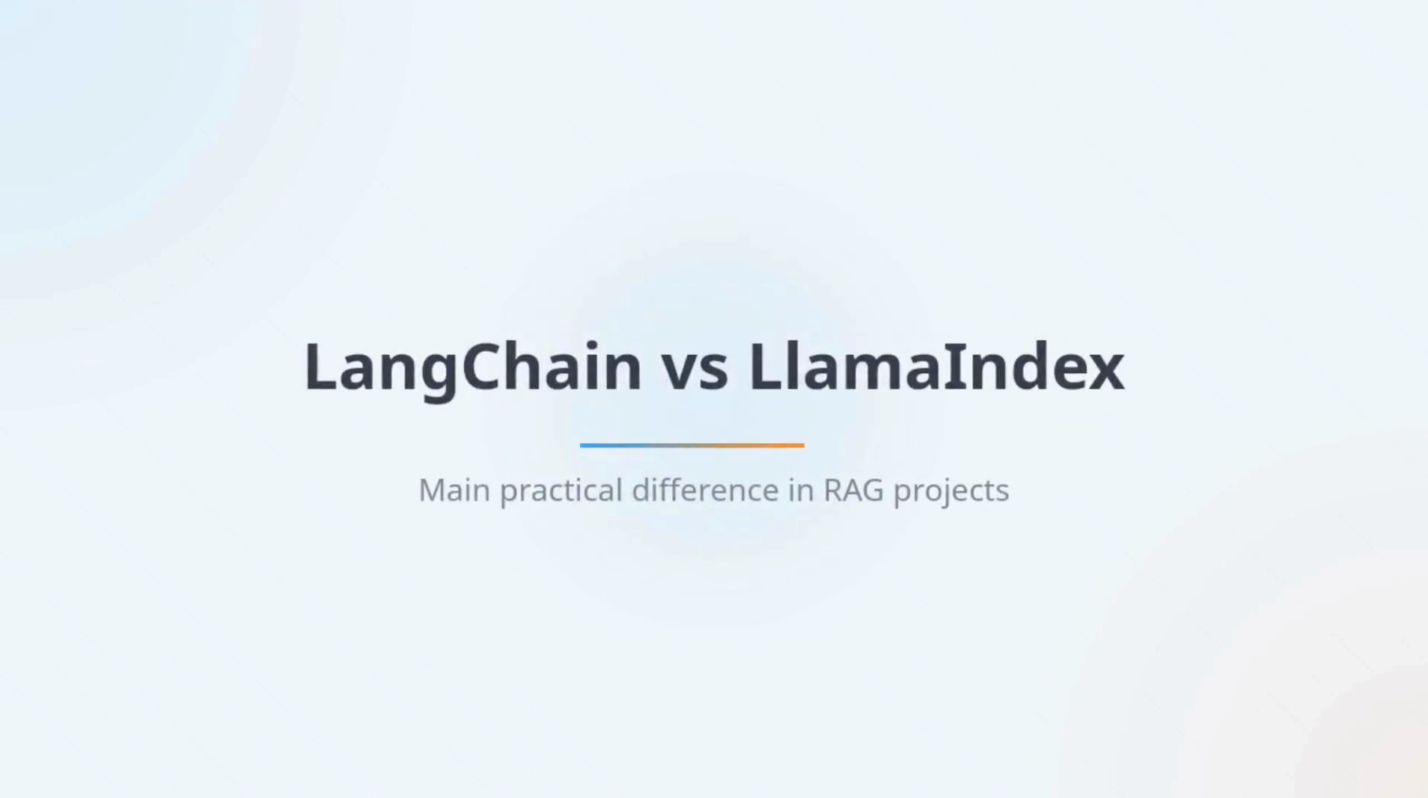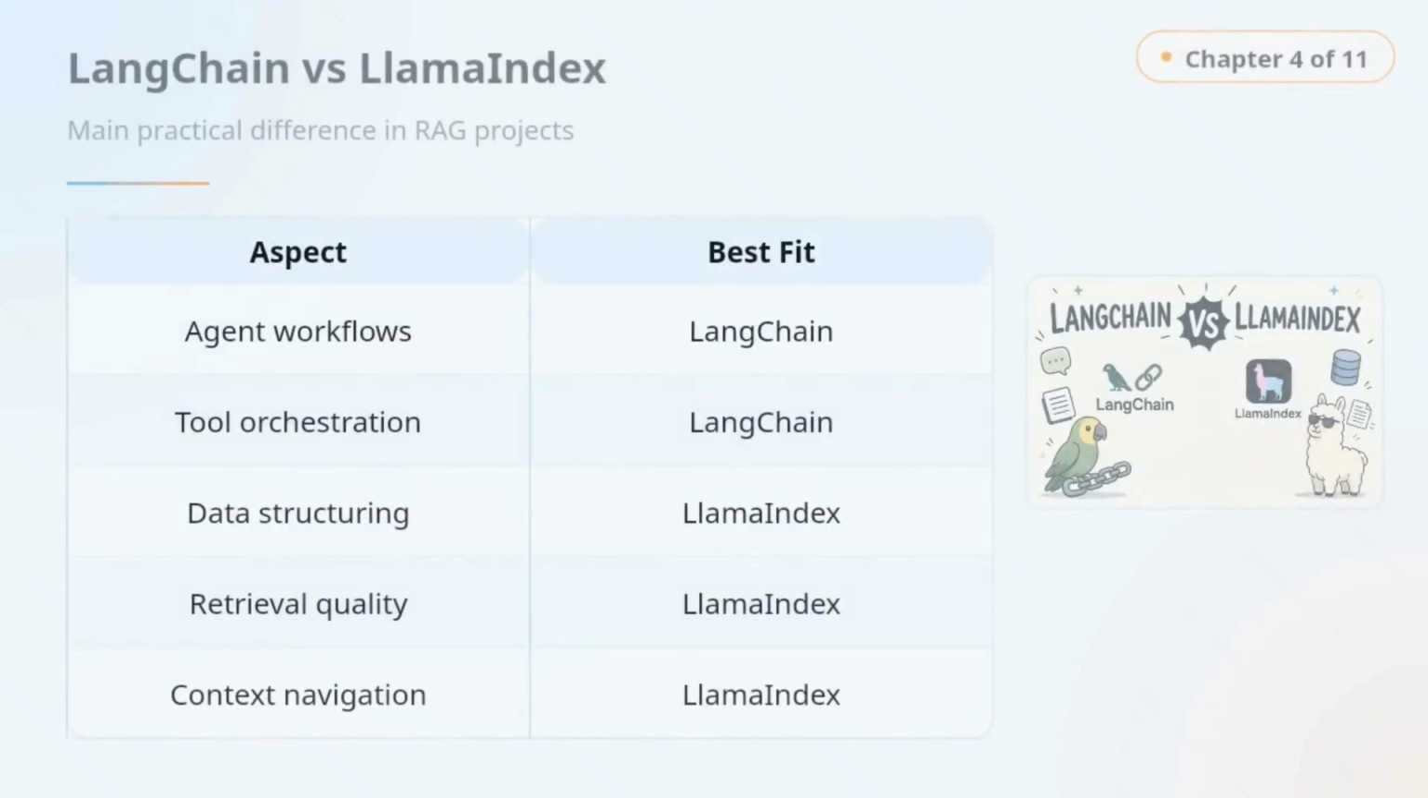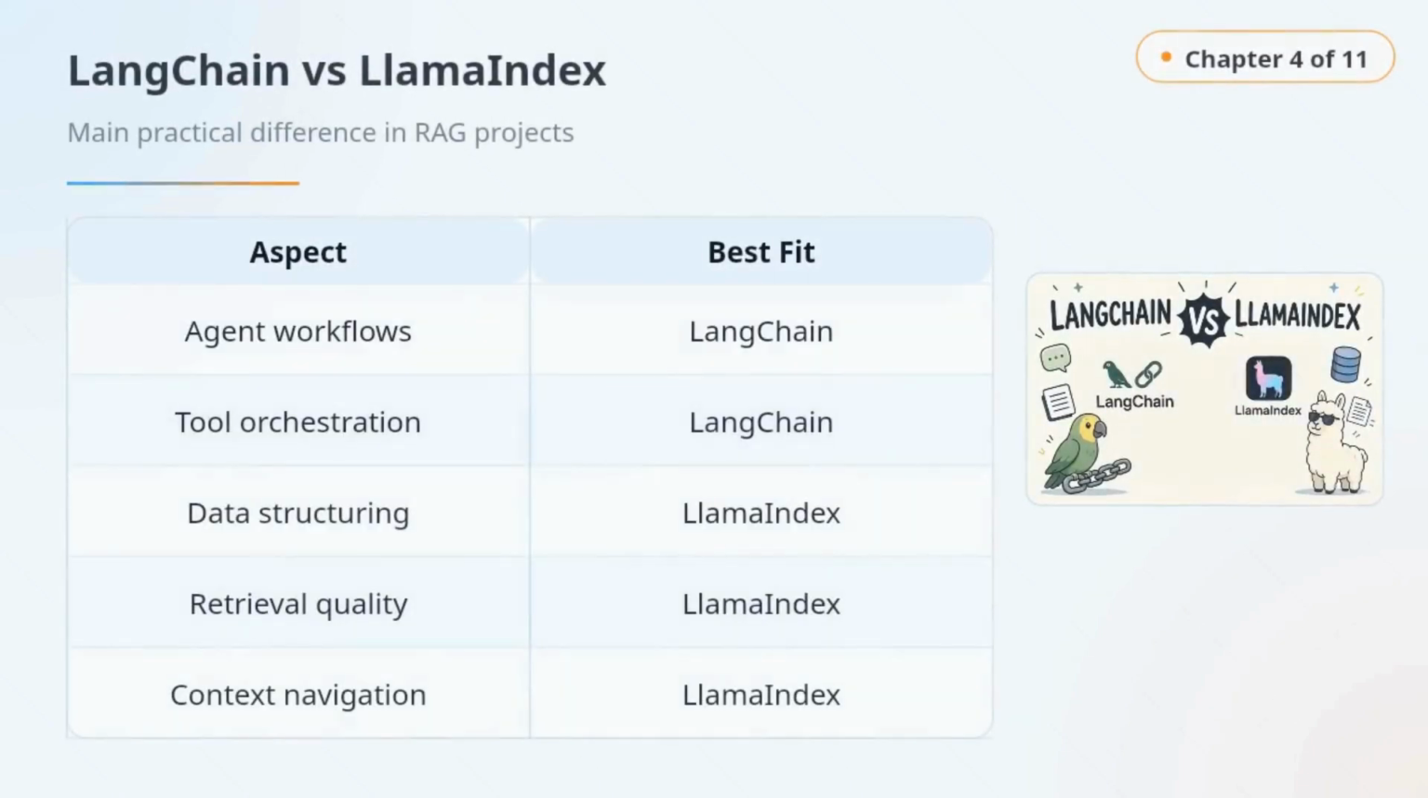Now let us look at this in a simple table format. LangChain vs LlamaIndex. Main practical difference in RAG projects. Here's the simplest practical comparison. If your project is mainly about agents, multi-step workflows, and calling tools, LangChain is usually the better fit. But if your main problem is organizing data, retrieving the right context, and improving RAG performance, LlamaIndex often has the edge.